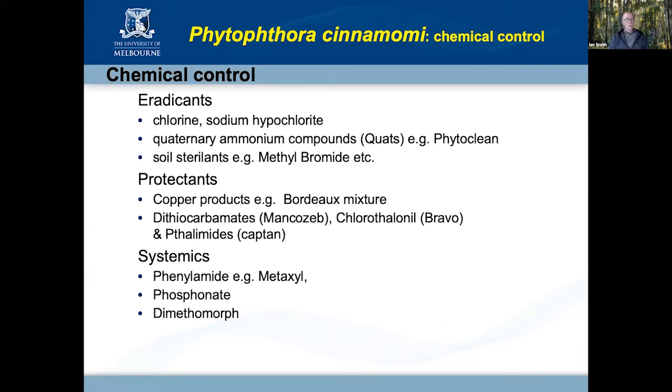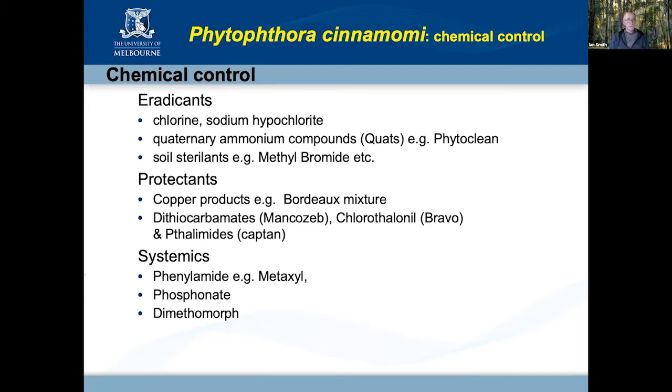Soil sterilants such as methyl bromide are not used at all anymore because it's a greenhouse gas, and it's only ever specially used now in some quarantine procedures. There are protectants. The original Phytophthora infestans on potatoes was controlled using Bordeaux mixture, which is a copper product. And the newer ones out now, there's Mancozeb, Bravo and Thalamine, Captan. They are protectants. What they do is build a barrier stopping the Phytophthora getting into the root systems in the first place, but they're only there as long as the chemical is actually on the plant, and as soon as it washes off, the pathogen gets in.